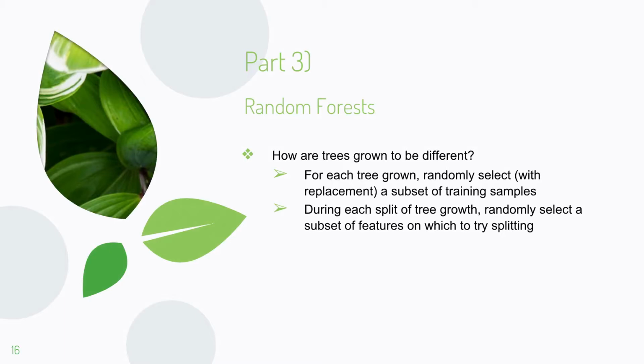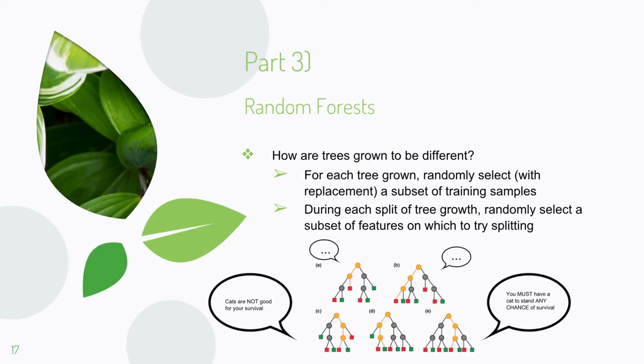How are the trees grown? How are they grown diversely? Each tree is grown with a random subset of the data, so no tree sees the same data. At each split, we're only going to look at a subset of the split candidates, so we're also not going to get every possible combination there. So here's an example of a random forest, and then all their predictions are added together.